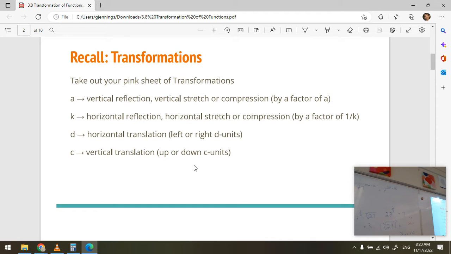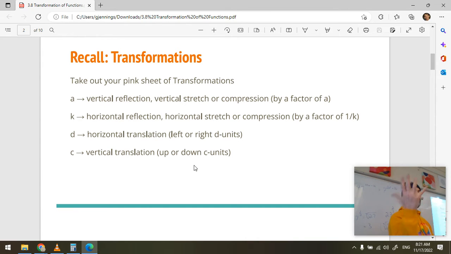What's happening today? If I have something like g of x, which looks like a multiplied by f of k times (x minus d) plus c, my a, something that's out front multiplying the whole function, is going to create a vertical reflection if it's negative. It's going to create a vertical stretch if its absolute value is bigger than 1. And it's going to squish if a is between negative 1 and 1, a squish towards the x-axis.